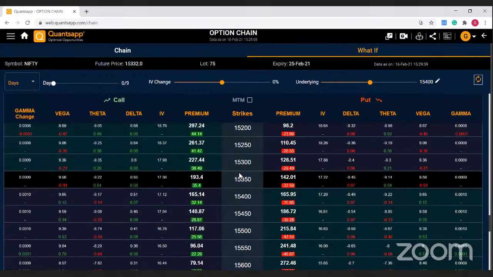And as a beginner, if I'm taking a call option, I don't have more information regarding the option Greeks or the complexity of the option. I want to know that if Nifty moves by 100 points or 70 points, then what will be my option value. So this is one thing which I can analyze here by chain what if. So I hope you have understood the underlying impact.